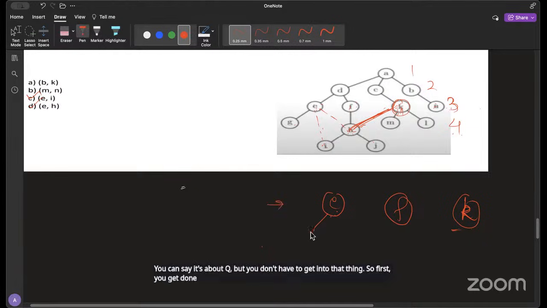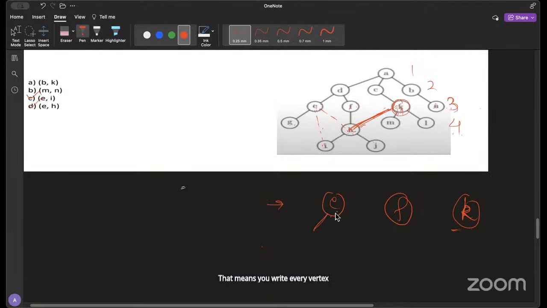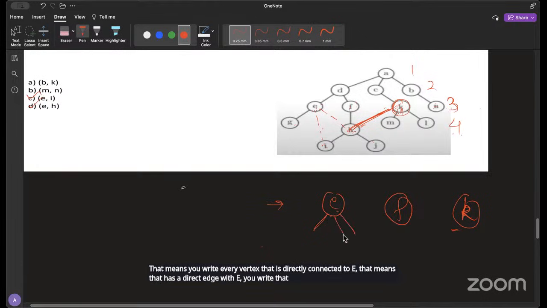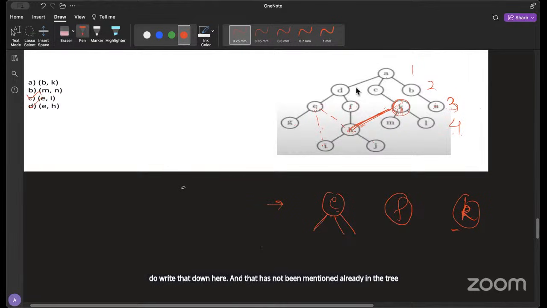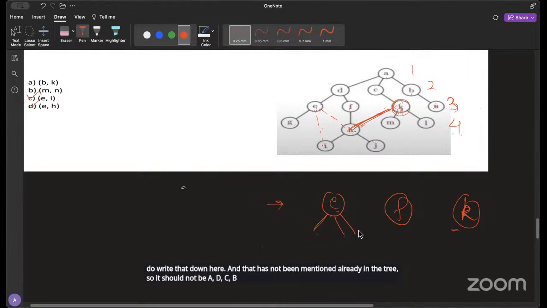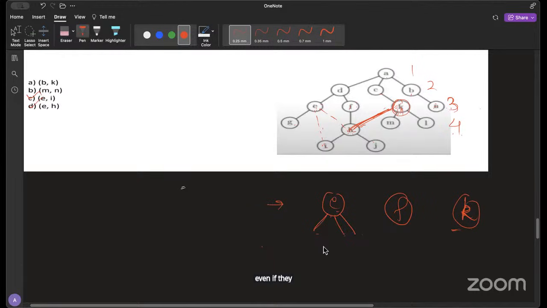So first you get done with E. That means you write every vertex that is directly connected to E, that has a direct edge with E. You write that down here, and that has not been mentioned already in the tree. So it should not be A, B, C, D. You can't write A, B, C, D here, even if they have a direct edge with E. Is this clear to everyone?